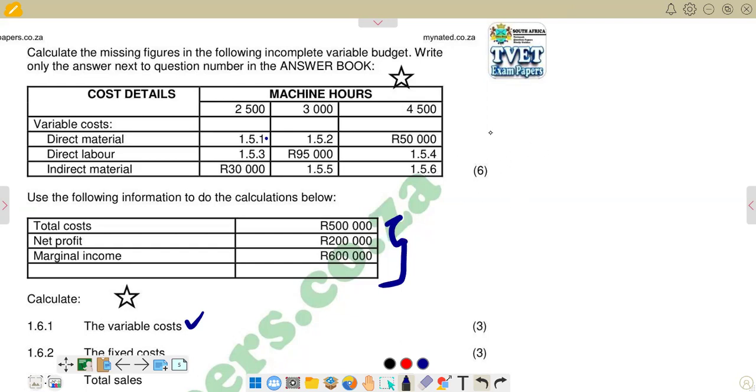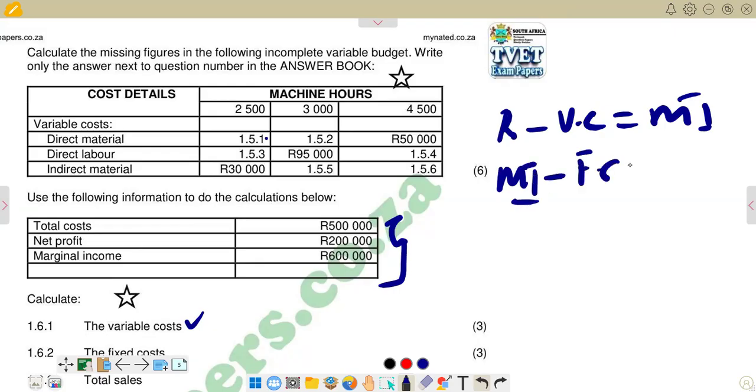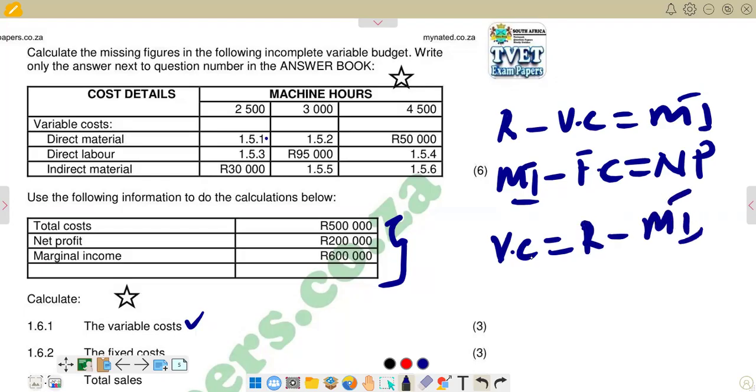Remember, we can say revenue minus variable cost gives your marginal income. Then for marginal income, you say marginal income minus fixed cost, then you get your net profit. So this is what we have. With these two formulas, the figure that we want is variable cost. For us to find variable cost, if we make it the subject of the first formula, it becomes variable cost is equal to revenue minus marginal income.